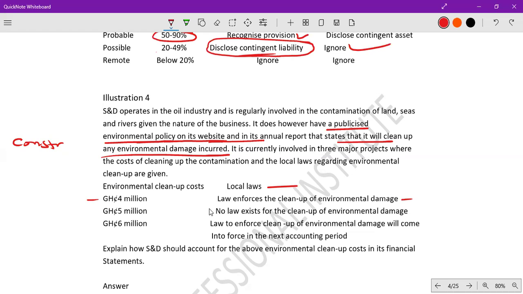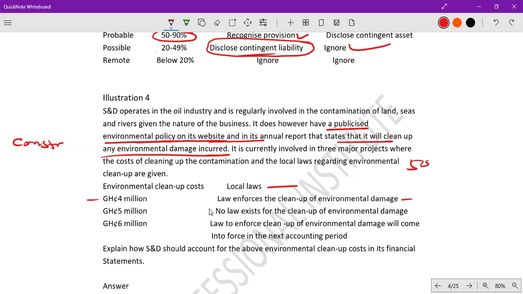Should they recognize the provision of 4 million or not? They will, because it's legal. So we are saying, explain how S&D should account for this cleanup cost. They say it is legal. For that matter, you don't have a choice. It's just like tax. They say you should pay tax on 5% of your earnings. You don't have a choice. It's by law that you must clean up. So the 4 million should be recognized. Any question on that?